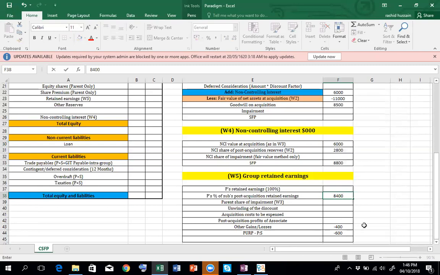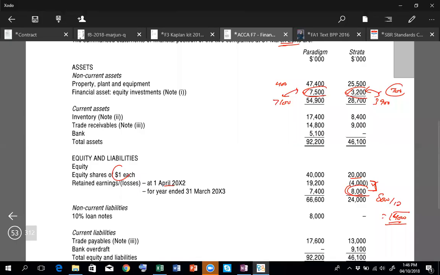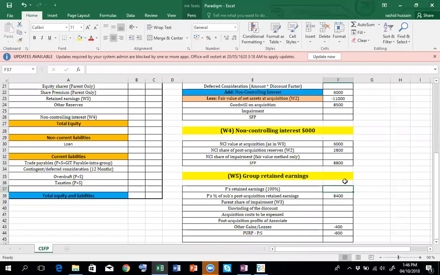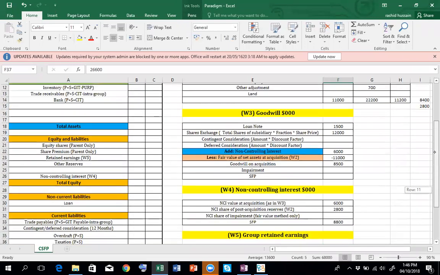Other losses were 400. The retained earning of the parent, let's go to the balance sheet, it was 19,200 plus 7,400. It gives you 26,600. There's no impairment, there's no unwinding, there's no acquisition cost, there's no associate. So now we can finalize it. It gives you 34,000. Okay. Now all the workings have been finalized.